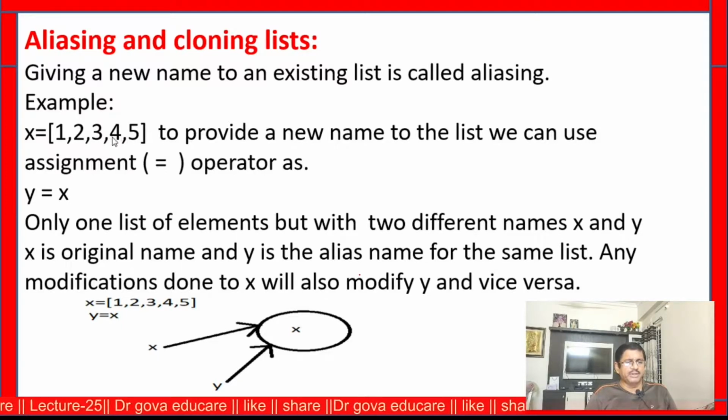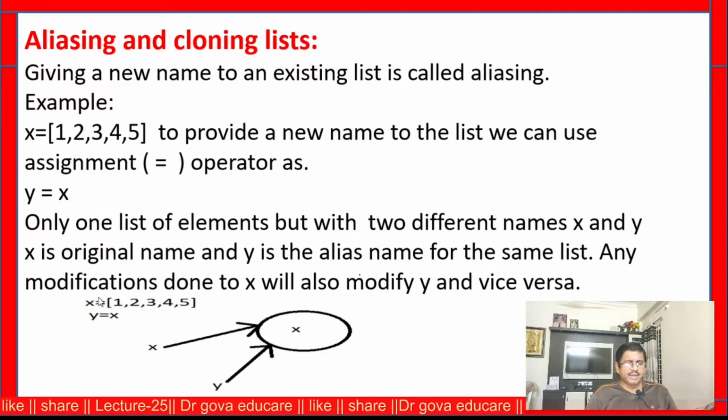This is the list object. This object is shared by two variables, x and y. Observe here, only one list of elements, but with two different names, x and y. x is the original name and y is the alias name for the same list. If any modification is done to x, it will also modify y and vice versa.